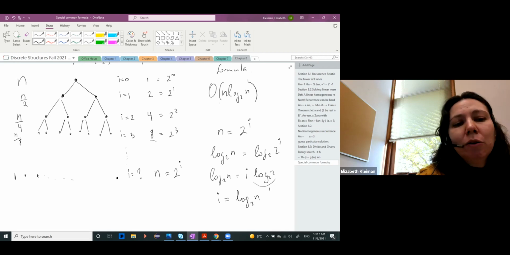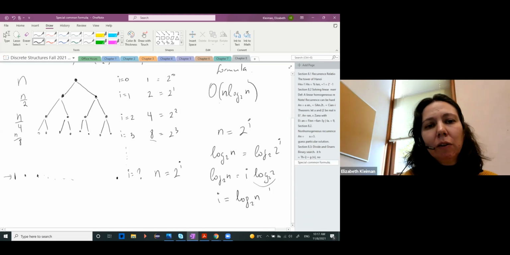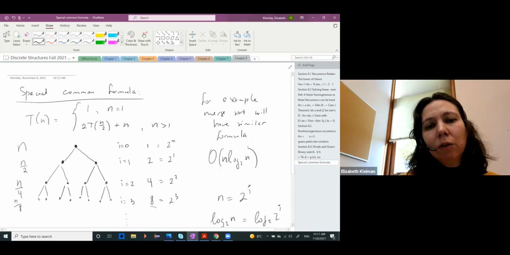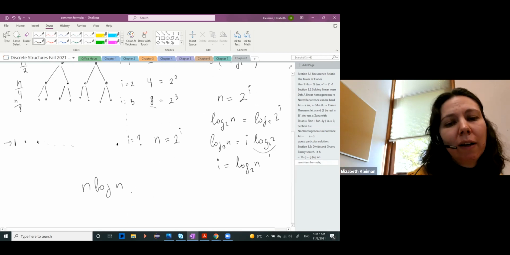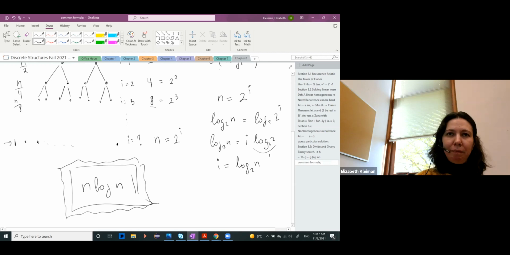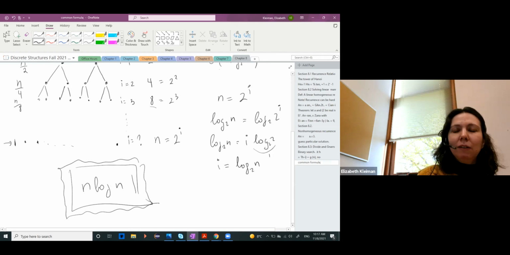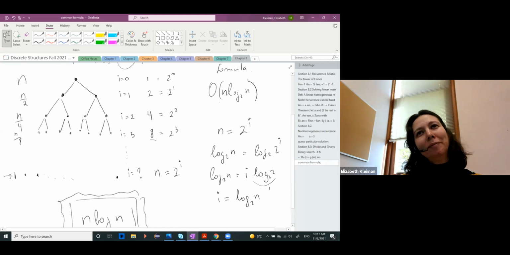And then how many operations do I do on each of those? And you're going to see here that I always do n operations. So this is how we get n log n time for this formula. Okay. So this is why people say like merge sort, for example, is n log n.